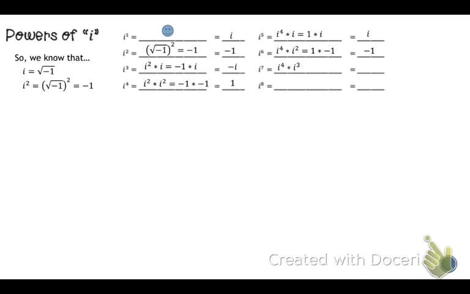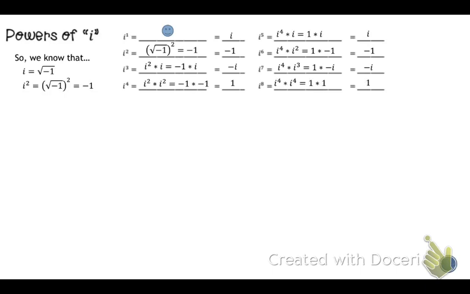I to the 7th, I know that's i to the 4th times i cubed. I know that i cubed is -i. And if we didn't know that, because you might forget, you know that i to the 7th is i to the 4th times i squared times i. And we know that i to the 4th is 1, i squared is -1, and i is i. So that would be 1 times -1 times i, which would be 1 times -i, which is -i. And then i to the 8th is i to the 4th times i to the 4th, which is 1 times 1, which is 1.